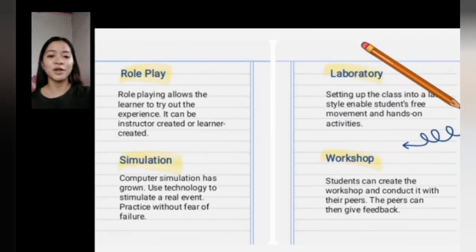The next is the role play. So role playing allows the learner to try out the experience. It can be instructor created or learner created. So it is a technique that allows students to explore realistic situations by interacting with other people in a managed way in order to develop experience and trial different strategies in a supported environment.